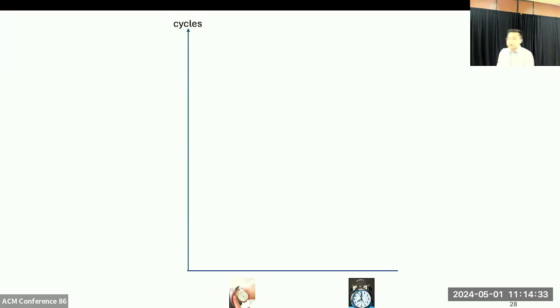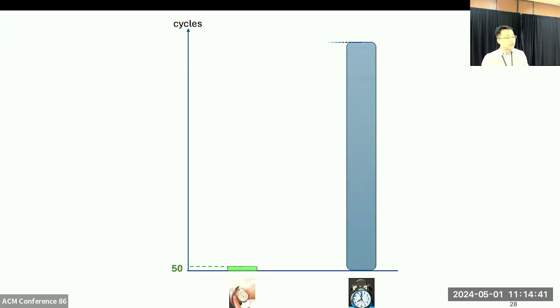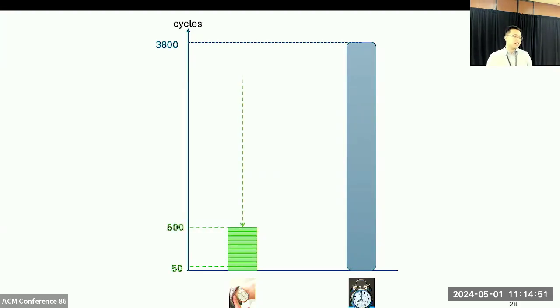So why is software polling better? Our evaluation shows that one polling event takes only around 50 cycles. However, one hardware interrupt takes at least 38 cycles in the best case. That's a two order of magnitude difference. So even if we poll 10 times, the gap is still huge.